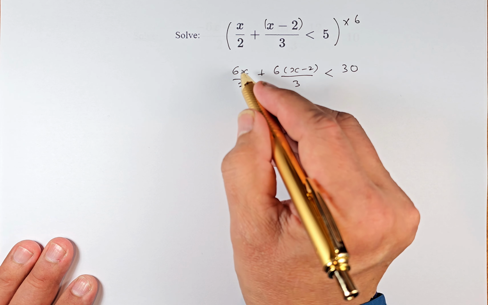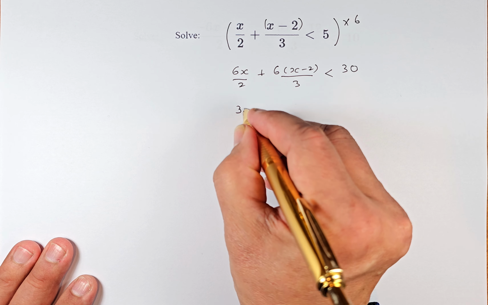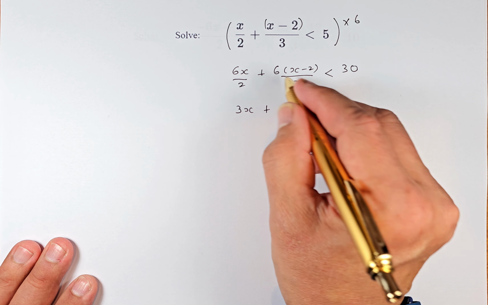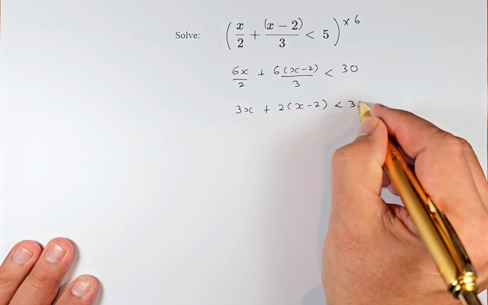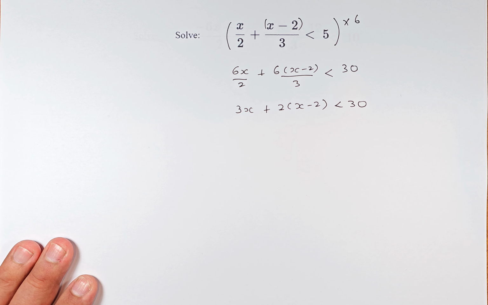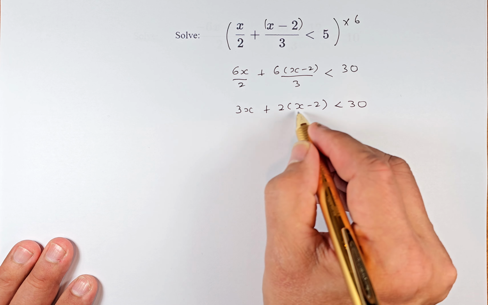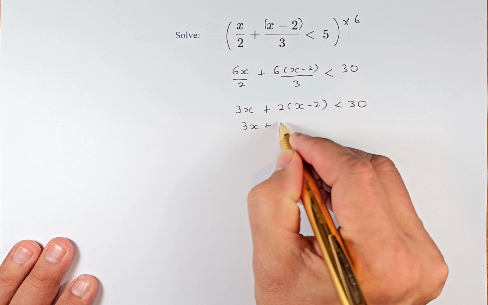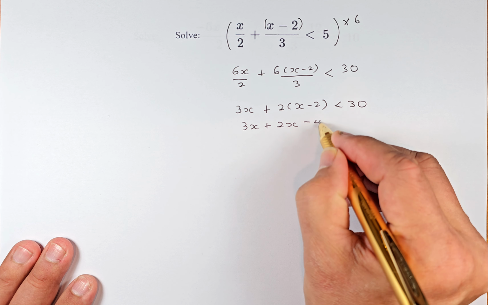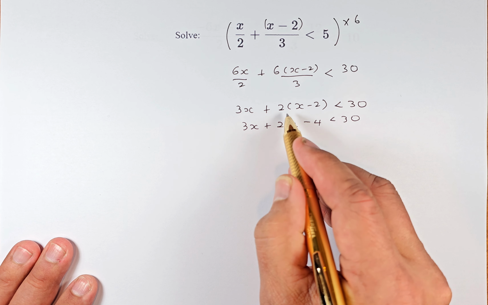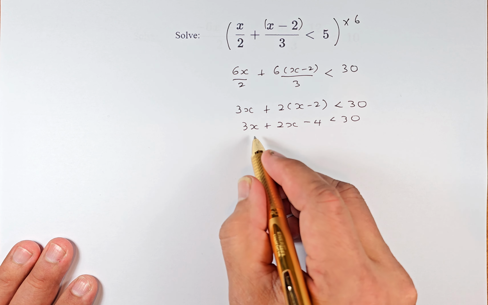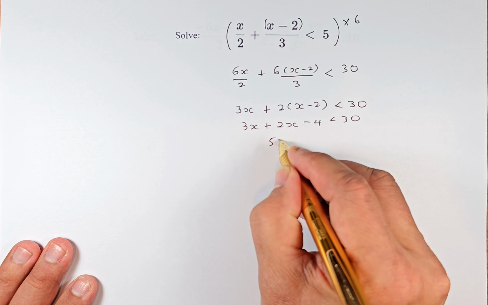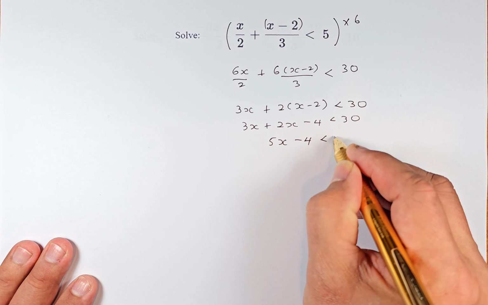So now we're going to simplify. 6x over 2 is the same as 3x. On this side, 6 divided by 3 is 2, so 2 times x minus 2 is less than 30. Hope you are following me. Now we're going to expand: 3x plus 2x minus 4 is less than 30, because 2 times x is 2x, and 2 times minus 2 is minus 4. Simplify: 3x plus 2x is 5x minus 4 is less than 30.